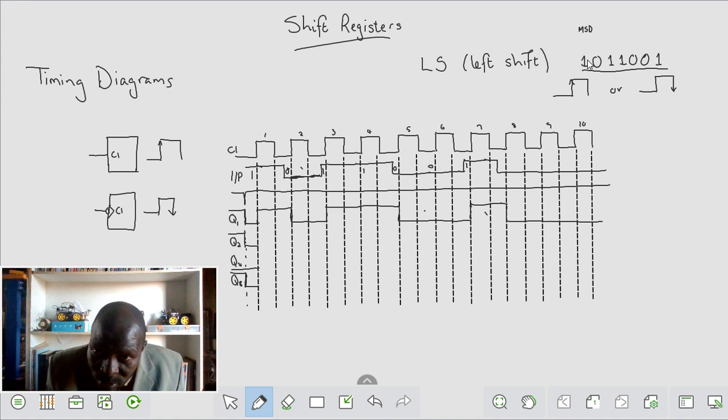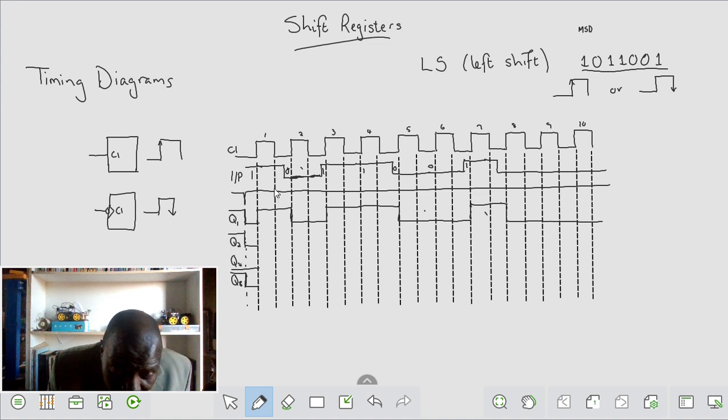So we fed this one first, because we are going left. We fed this one first, we fed that one second. So the first pulse was 1, second one was 0, third one was 1, fourth one was 1, fifth one was 0, sixth one was 0, last one was 1. Okay, the rest doesn't matter, it's zeros.